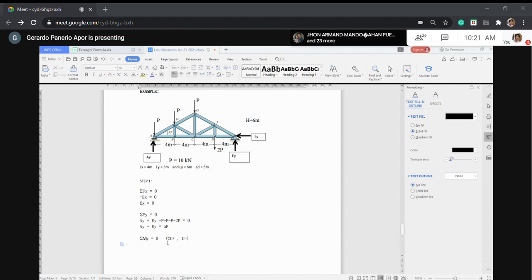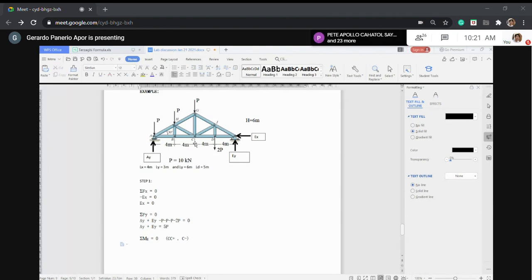Meaning counterclockwise positive and clockwise negative. We are talking about rotation, no? Because if a force is not passing through that point, it will cause a rotation. But if it passes on that moment center, it has no moment, so it has no rotation. So if our moment center is E here, all of the forces here do not pass through this point. They rotate either clockwise or counterclockwise. So we account all the rotation of forces and sum them equal to 0.